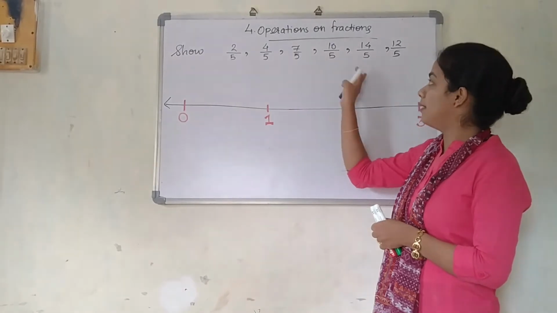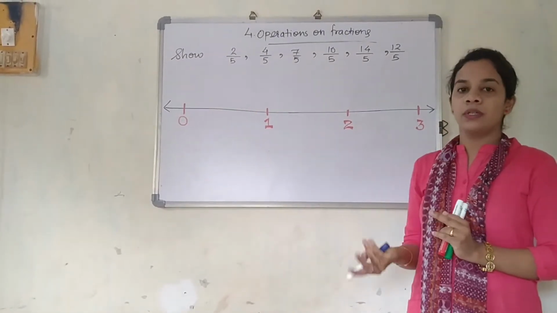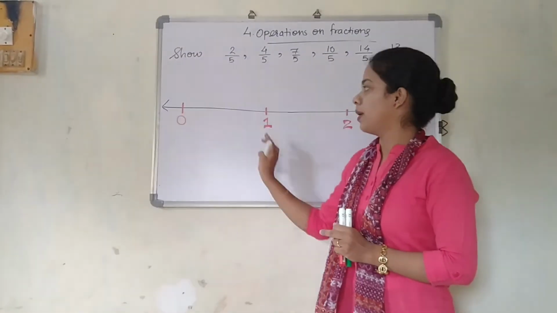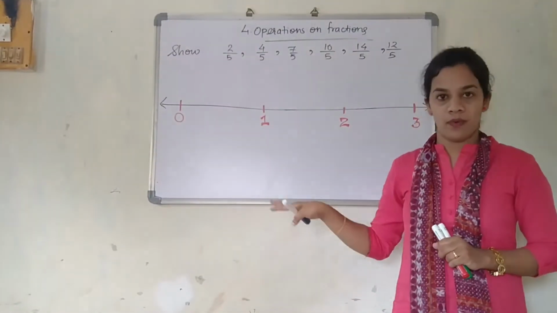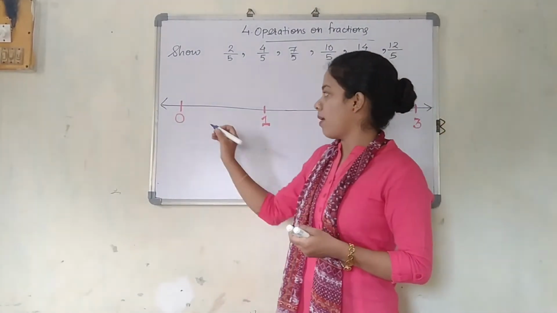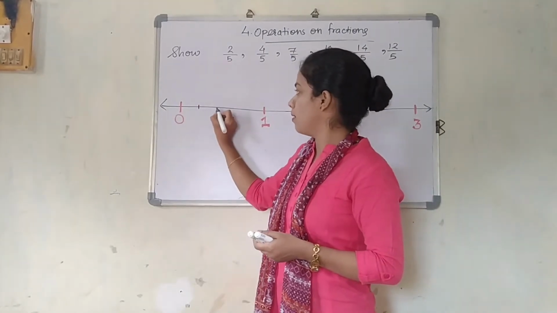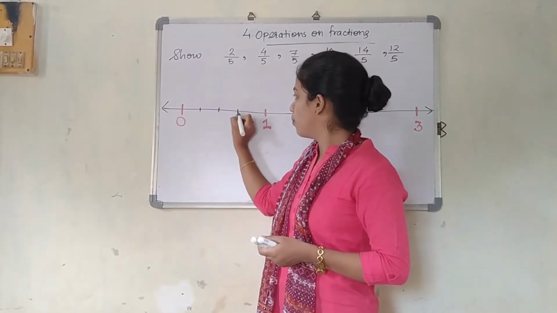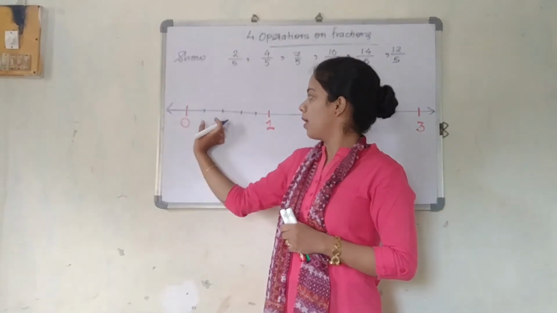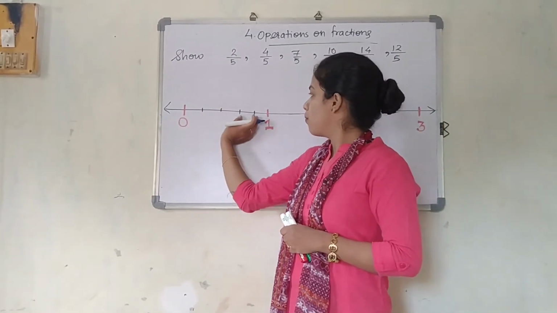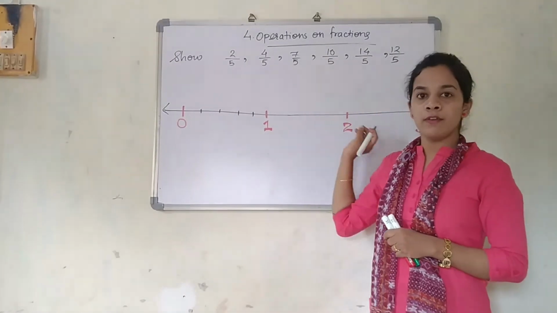Actually if you see properly, the denominators all are 5. So what is our work? From 0 to 1 I will do 5 divisions. Why 5? Because the denominator is 5. While doing 5 divisions, I will draw 1, 2, 3 and 4 lines. Why 4 lines? Then only I will get proper divisions: 1, 2, 3, 4 and 5. Same way I will do further.